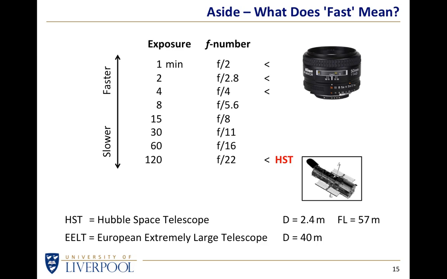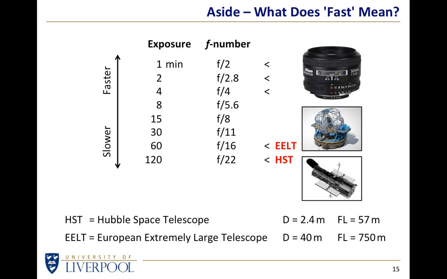And you might say, oh yeah, but surely the European Extremely Large Telescope will be coming online soon. That's got a whopping 40 meter diameter mirror. I mean, how huge do you want it? Surely that's going to be a very fast system. That's going to collect a huge amount of light. Well, yes, it is going to collect a huge amount of light, but the focal length can be anything up to 750 meters. And so the F number of the EELT is going to be about F16 or so.